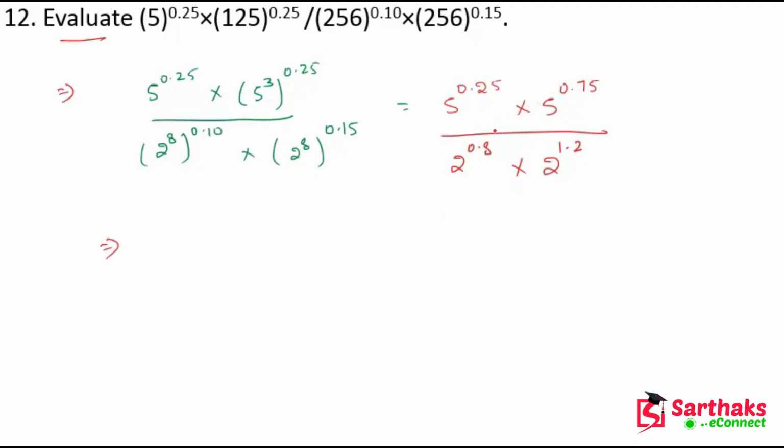Now base is same, then power will be added, so this will become 5 raised to power 0.25 plus 0.75. This is very easy. It is divided by 2 raised to power 0.8 plus 1.2. So the result is 0.25 plus 0.75, this is 5 raised to power 1, and it is divided by 2 raised to power 2, and this will become 5 upon 4. This is the answer.